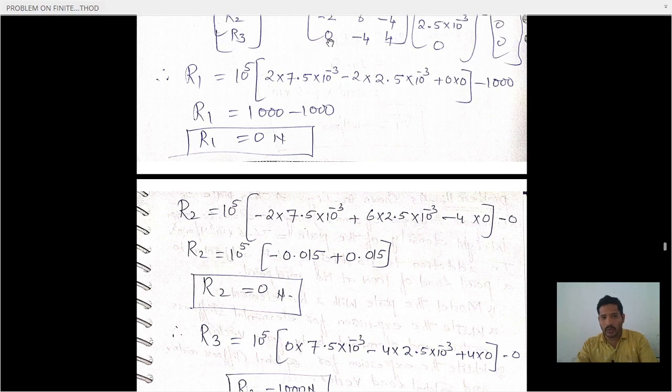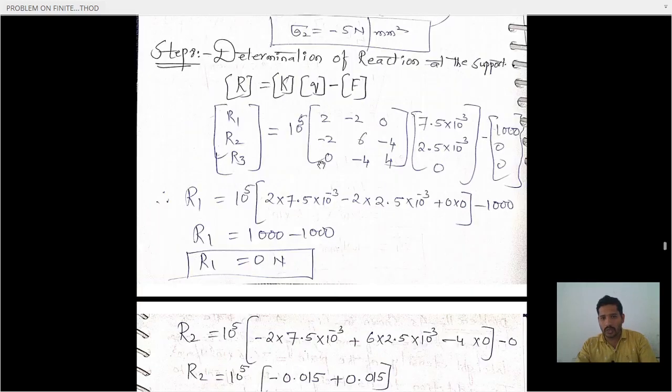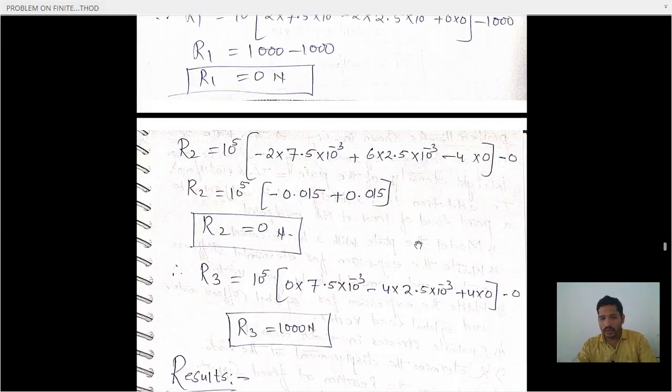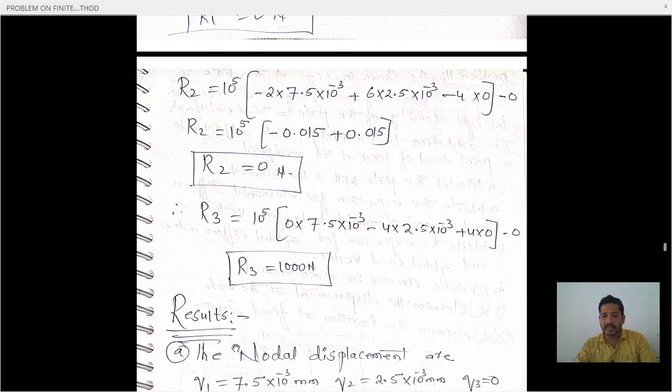This R3 is equal to 0, this row into this column. 0 into 7.5 into 10 power of minus 3 minus 4 into 2.5 into 10 power of minus 3 plus 4 into 0 minus 0. We have to represent it here. Again it will become R3 is 1000 Newton. So R1, the normal reaction acting at point 1, is 0. The normal reaction acting at point 2 is also 0. The normal reaction acting at point 3 is 1000 Newton.